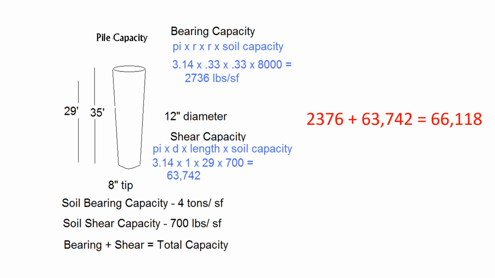Okay, and you could have to do this on the exam. More than likely, it's going to be the other more simpler one that I was talking about there, where all you really have to do is know that your bearing capacity plus your shear capacity equals your total capacity, and then you're just going to have to crunch the numbers that they give you.